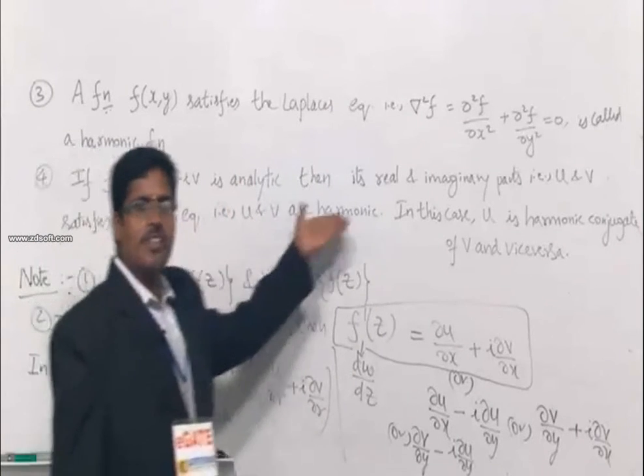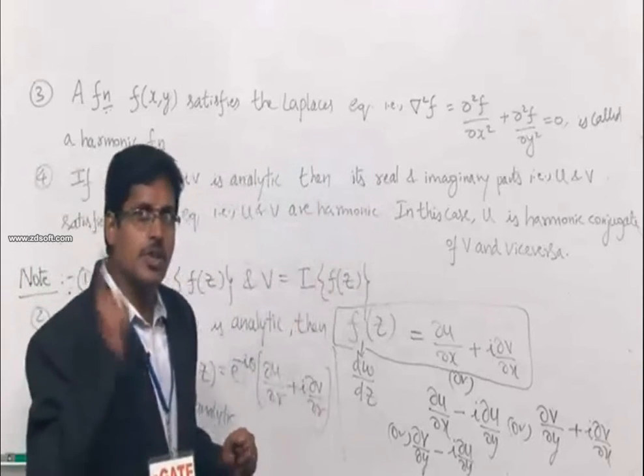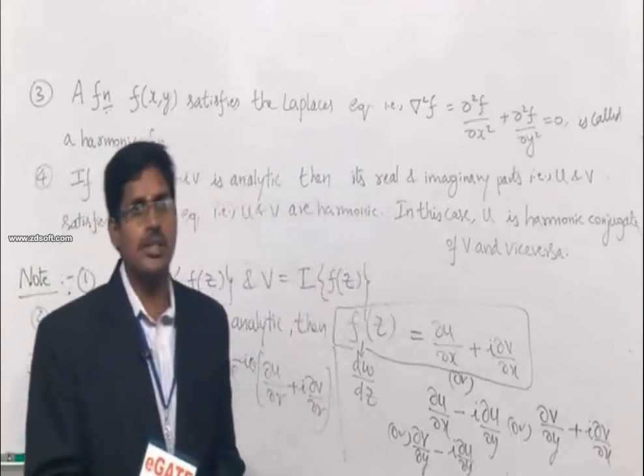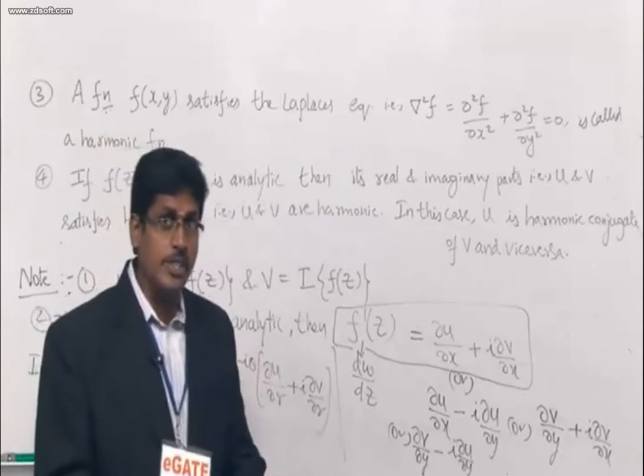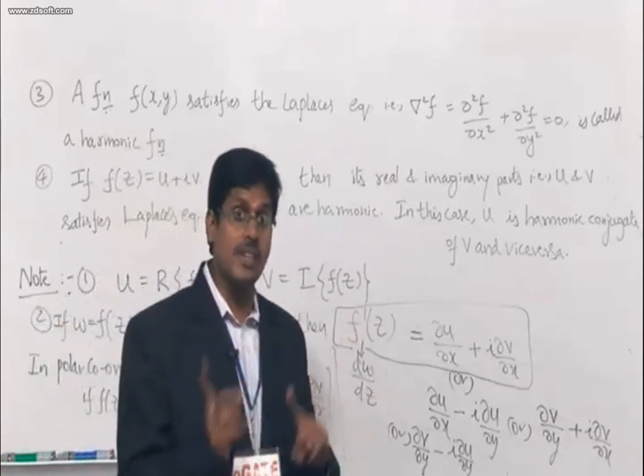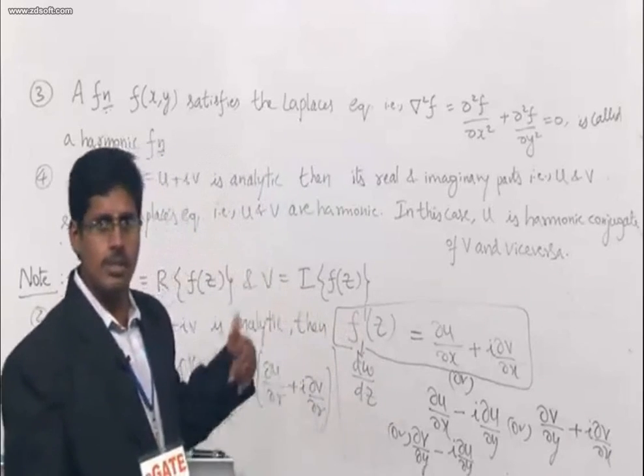So u is called conjugate of v, and v is called conjugate of u, provided f of z is equal to u plus iv is analytic. Because the question asks, if u is given, how to find v? If v is given, how to find u? Provided f of z is equal to u plus iv is analytic. That is going to be discussed now.